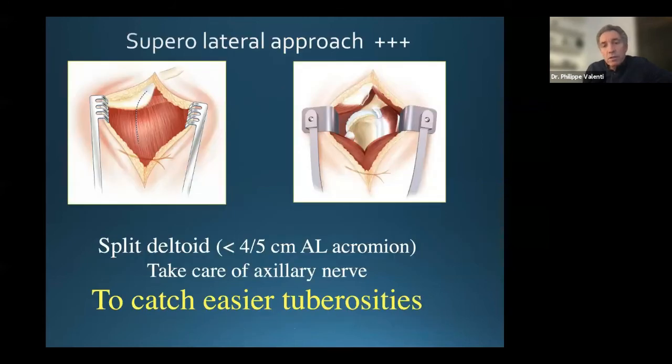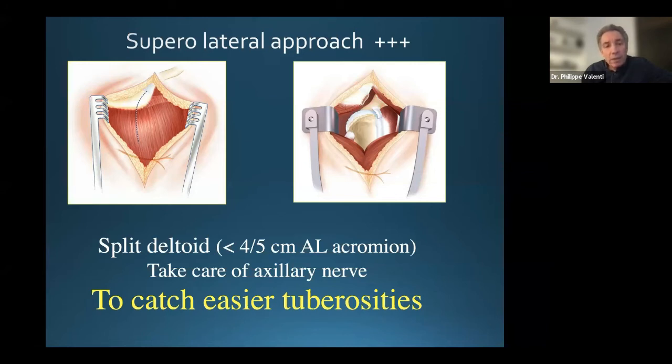Regarding the approach, there are two approaches. For me, in the fracture, I prefer to use the anterior-superior approach because many times the tuberosities are displaced superiorly and posteriorly. To catch them, if you use a deltopectoral approach, it is very far. If you use a superolateral approach, it's very easy to catch the tuberosities. Take care, of course, of the axillary nerve because it's 5 centimeters below the lateral part of the acromion.